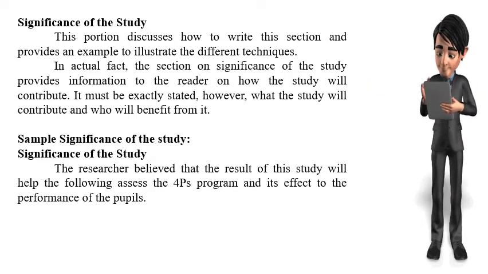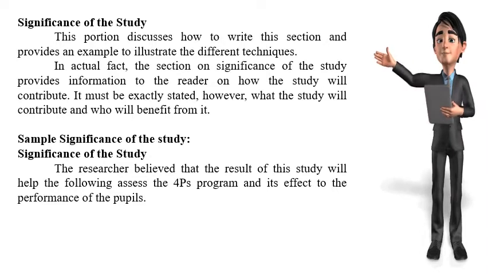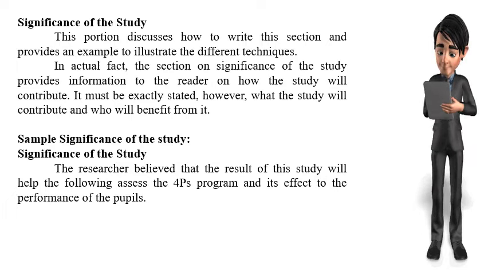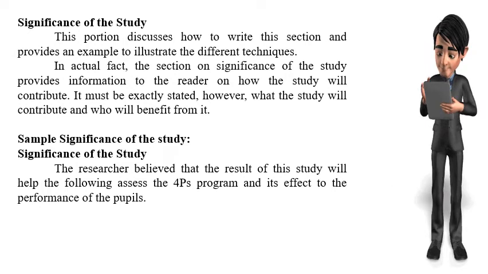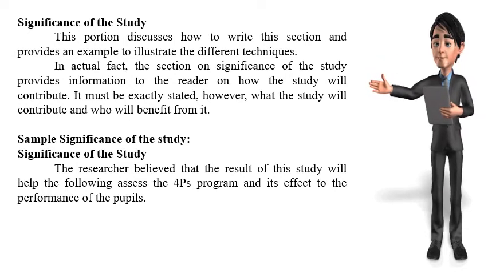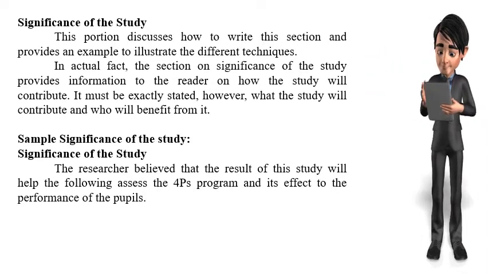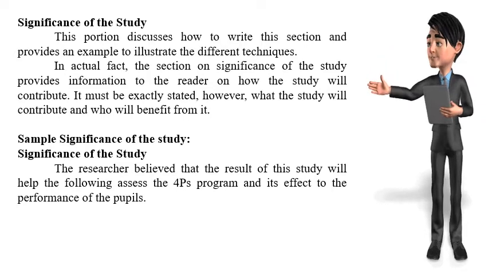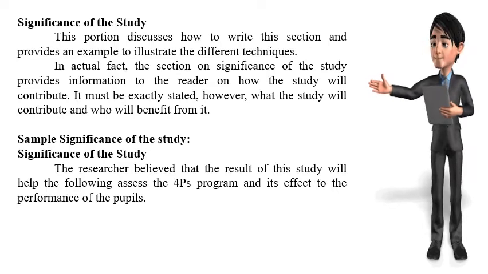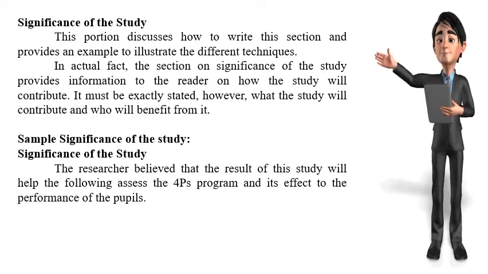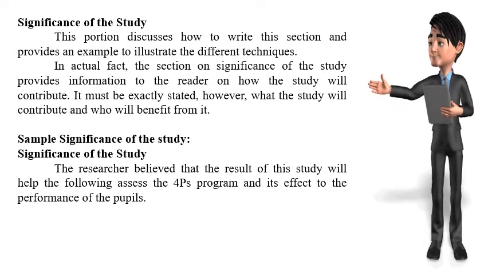The next is the significance of the study. This portion discusses how to write the section and provides an example to illustrate the different techniques. In actual fact, the section on significance of the study provides information to the reader on how the study will contribute. It must be exactly stated, however, what the study will contribute and who will benefit from it. A sample significance of the study: the researcher believes that the result of the study will help the following: assist the program and its effect to the performance of the pupils, and so on and so on.